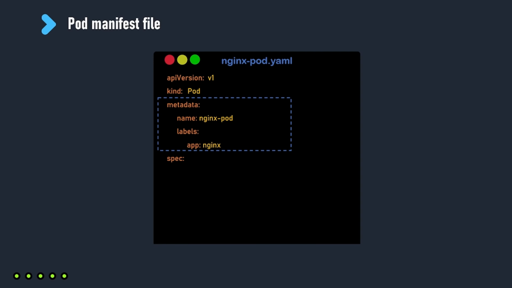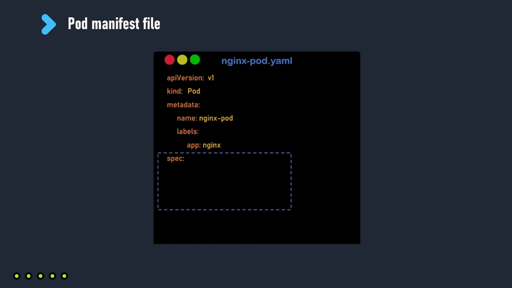Finally, we have the most important section, which is the spec section. The spec section defines the desired configuration of the object that we want to create in Kubernetes, and it depends on the type of the Kubernetes object being defined. For example, for a pod, it contains the configuration details of the pod, such as which containers should be run, what volumes should be mounted, and more.